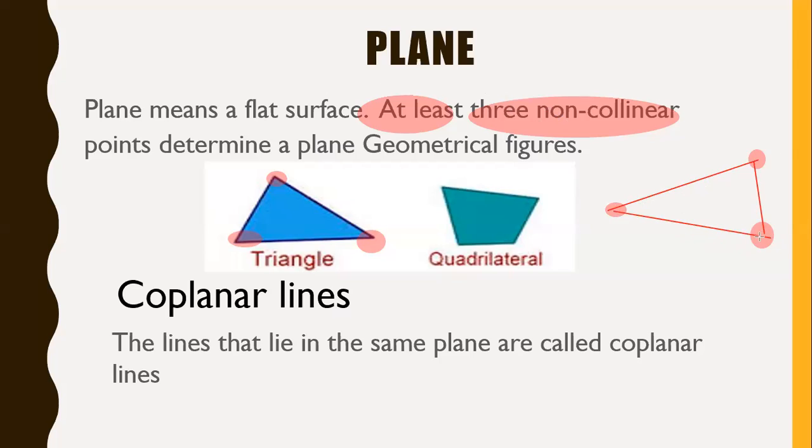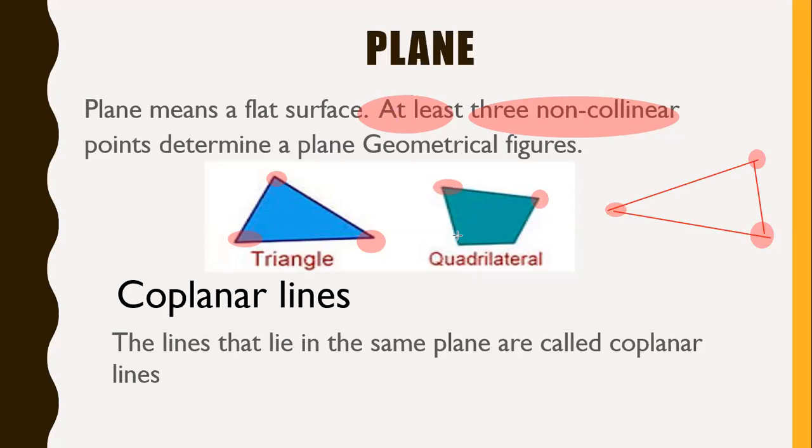Is it clear? How many minimum points are required? I require at least 3 non-collinear points to determine a geometrical figure. Okay. Why is it written at least? Because minimum I need 3. Okay. More than 3. If I have more than 3, we get a quadrilateral.